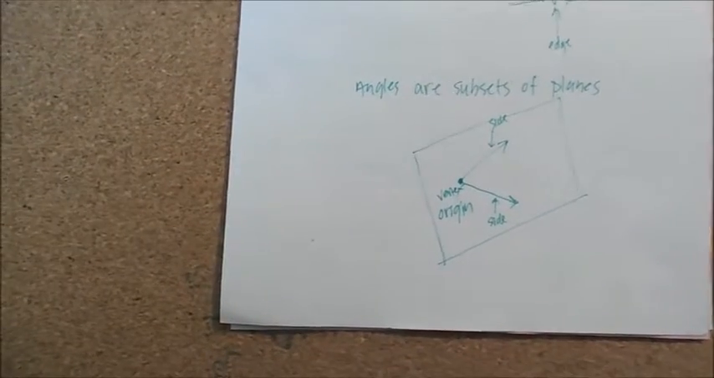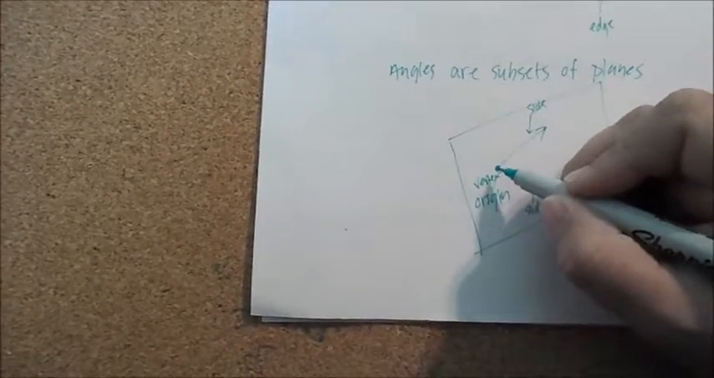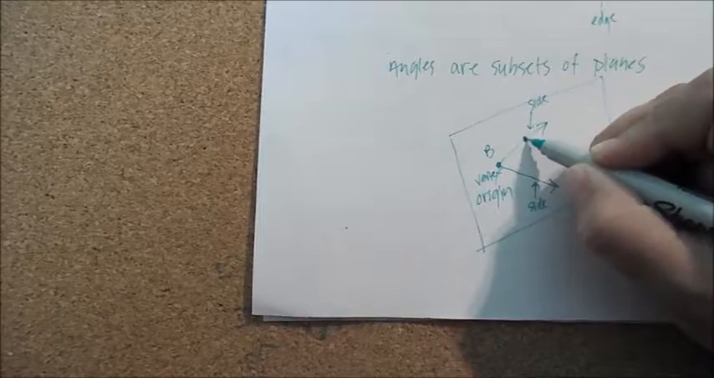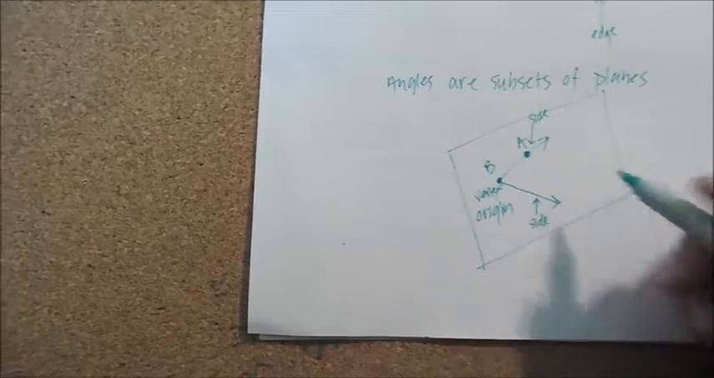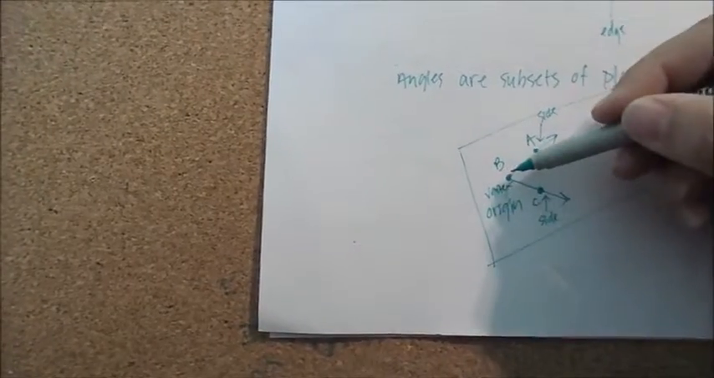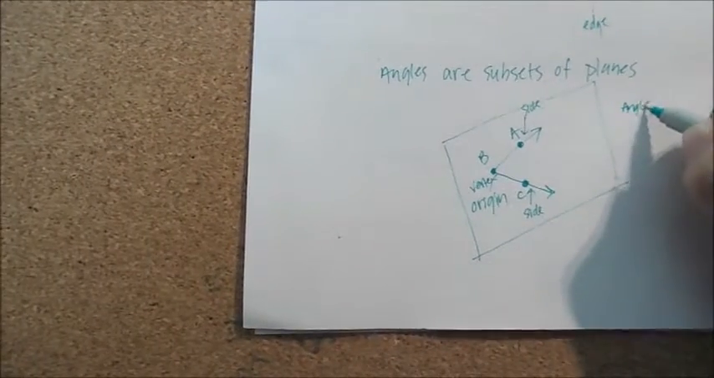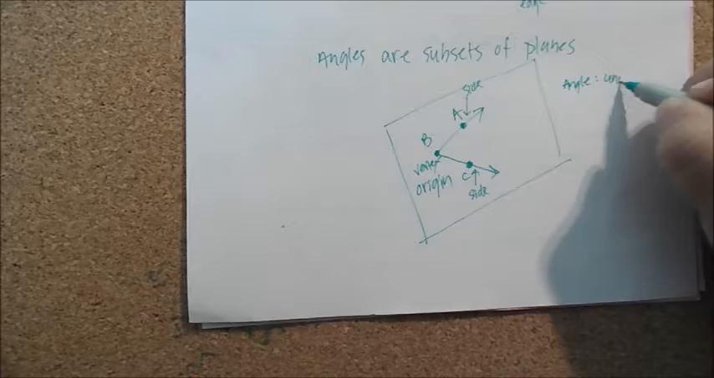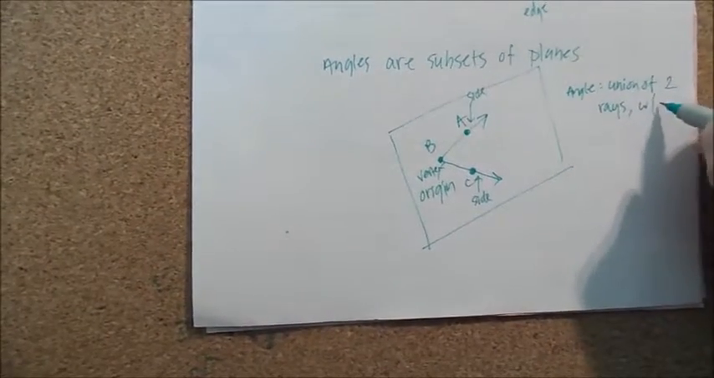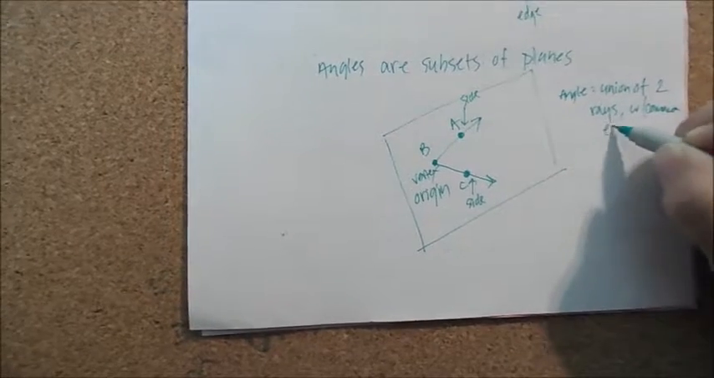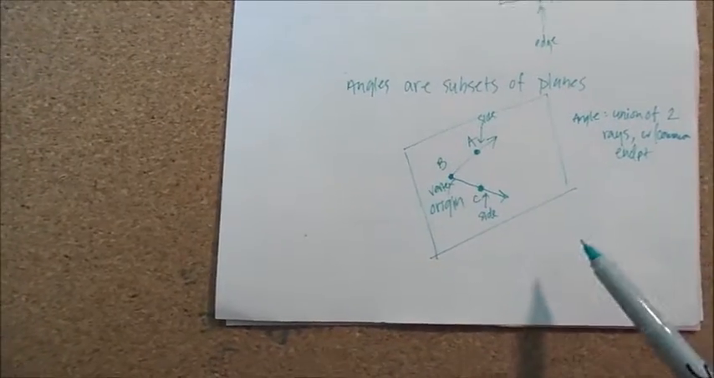So let's talk about the notation that we'll use for angles. Generally a ray has two points, right? So we'll call this B and A. Cover that one up, and you can see you have ray BA. This would be called ray BC. So an angle is the union of two rays, specifically with a common endpoint. That's the definition of your angle.